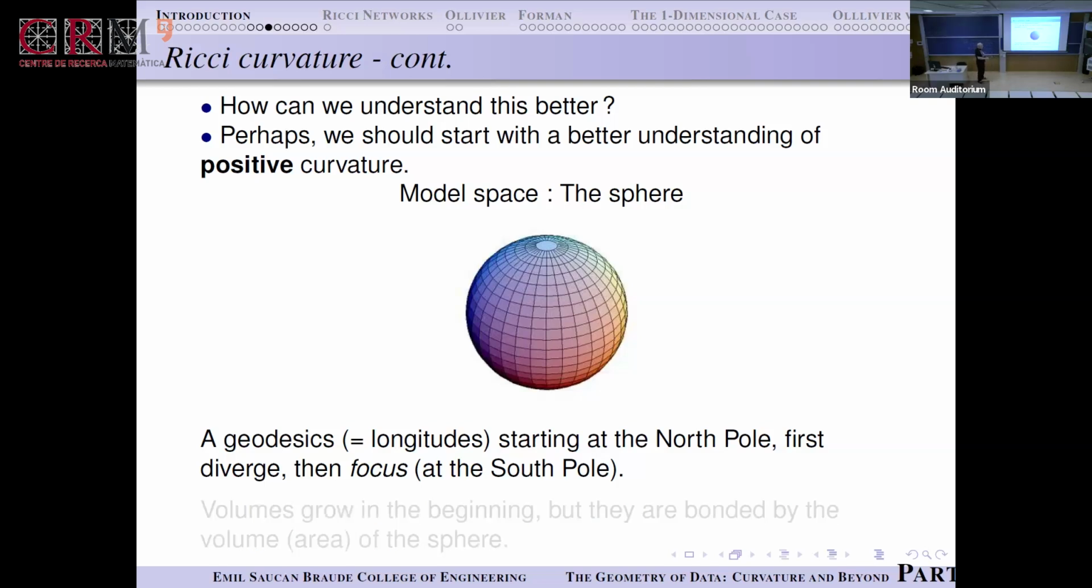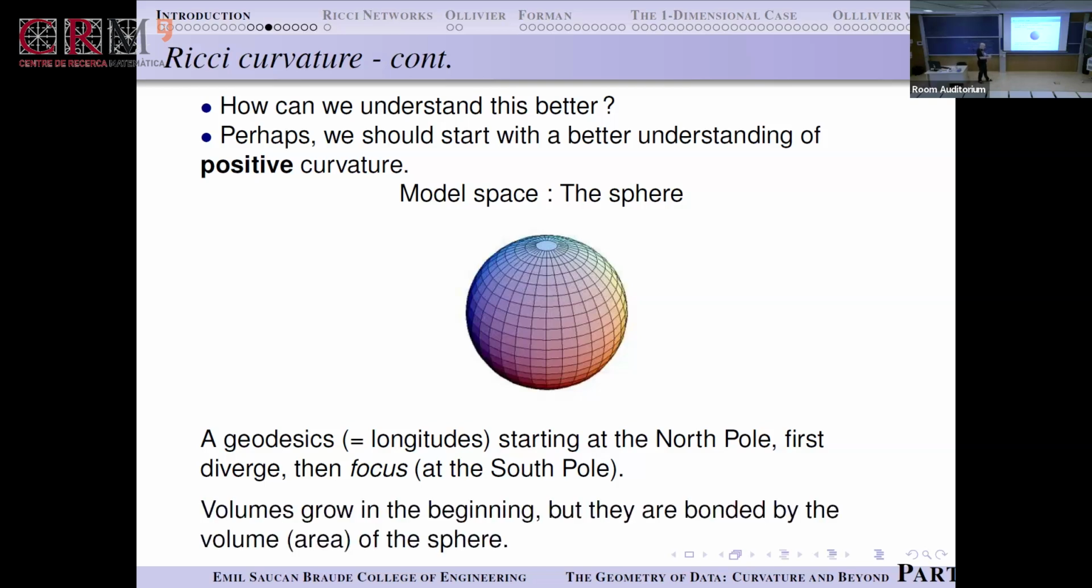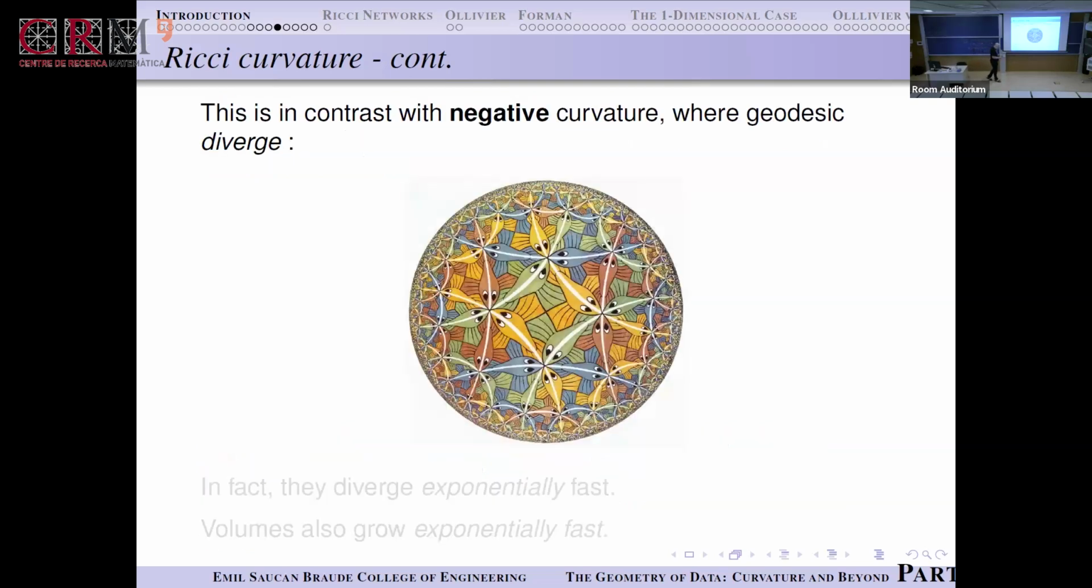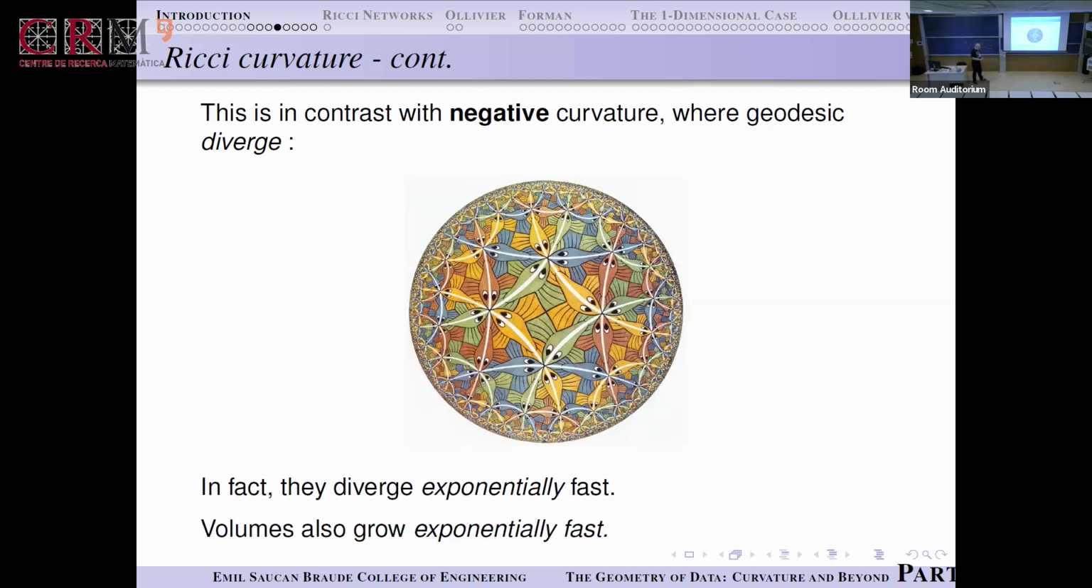And volumes, of course, grow. Volumes in this case would be areas, and they can't go beyond the area of the sphere. In hyperbolic geometry, this is a good representation, a rendering of the hyperbolic plane, the conformal model. The white lines are geodesics. They're infinite because the boundary is not contained. And all the fishes are the same size here, it's a conformal model. This is an Escher drawing, of course. They diverge exponentially fast because there is a circle at infinity, and also the volume explodes exponentially. There are more and more fishes in each layer in an exponential manner. So this is also classical hyperbolic geometry, but it's a nice drawing.